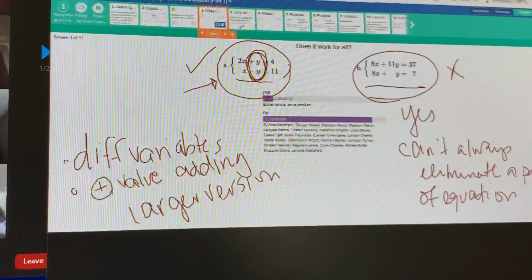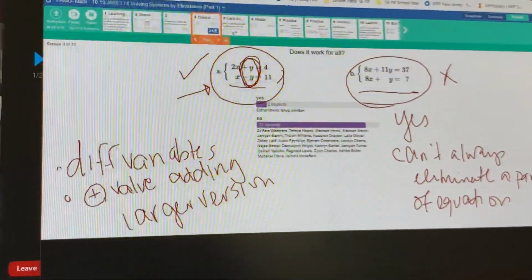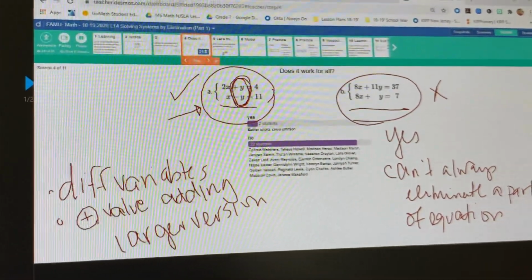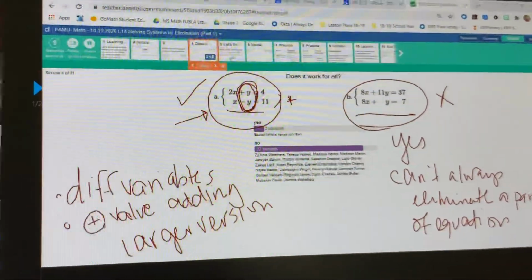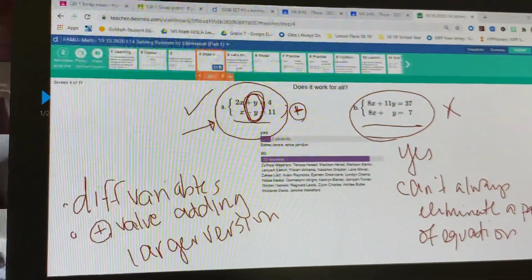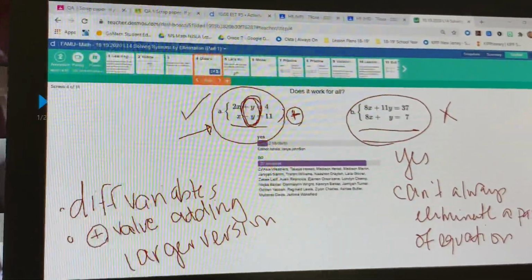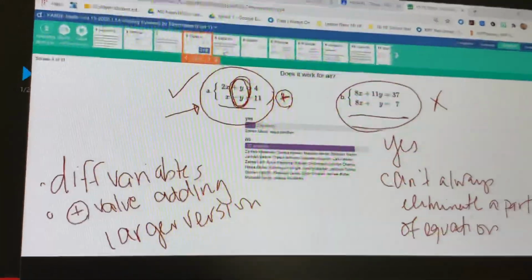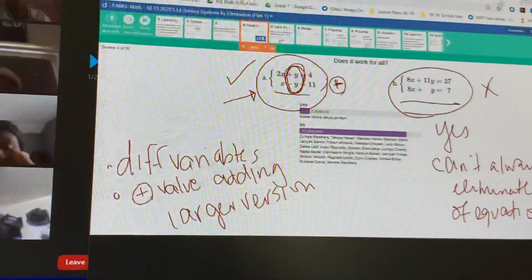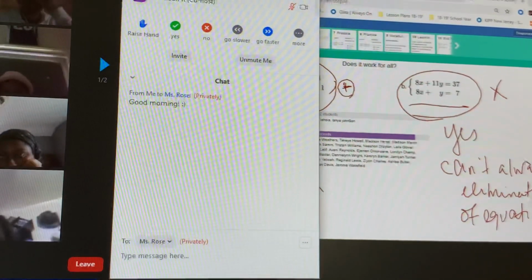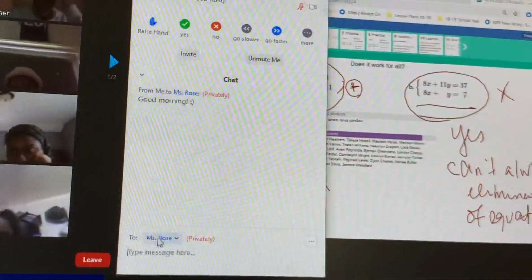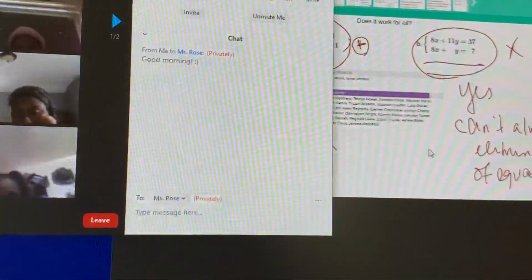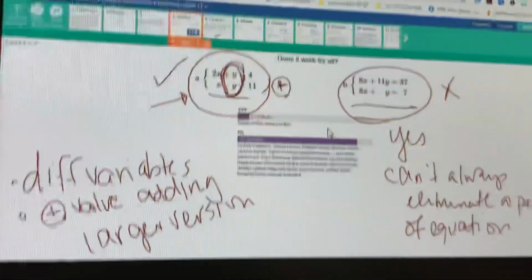So I want you guys to think of a way that we can make system B work using elimination. What can we do to system B? If we know that for system A we can add for it to work, what can we do to system B to use elimination? Throw it in the chat. 10, 9, 8. What can we do to system B? Throw it in the chat. What do you think we can do in system B to use elimination?